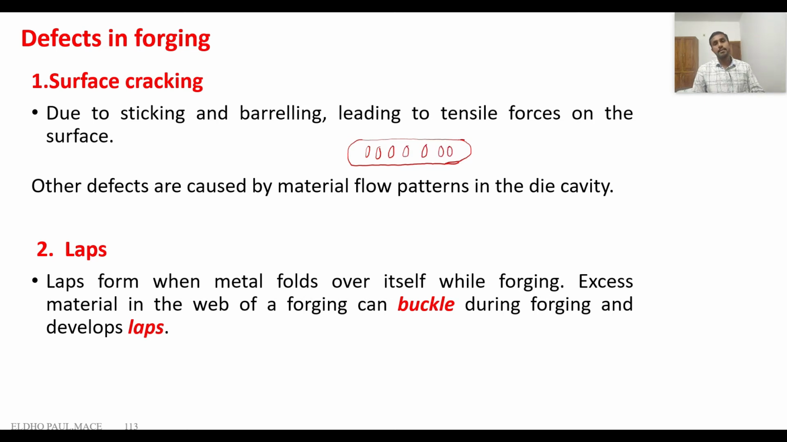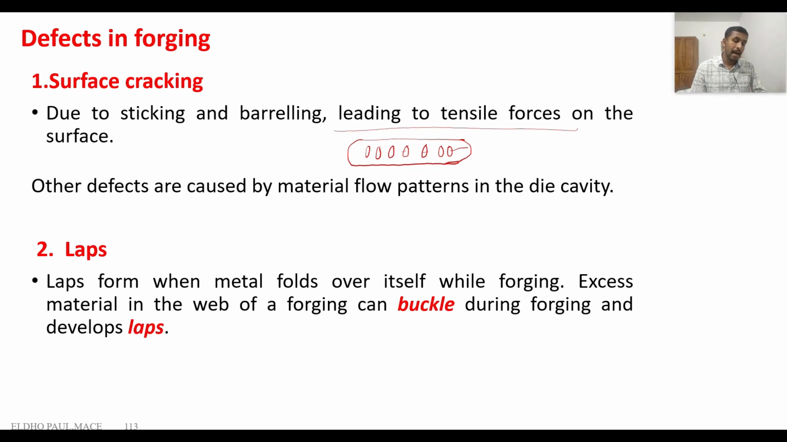And what is the reason? During the barreling, some amount of tensile stress is developed in the material, and this tensile stress creates such cracks on the surface. So that is the first defect we can see in a forged component.